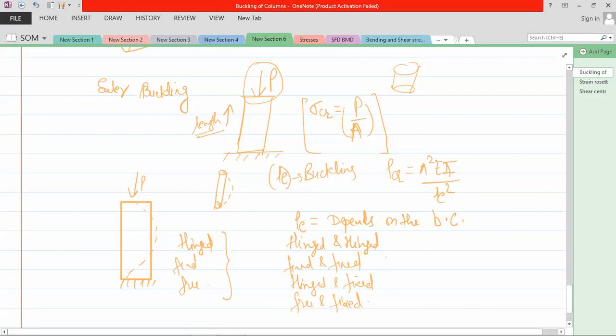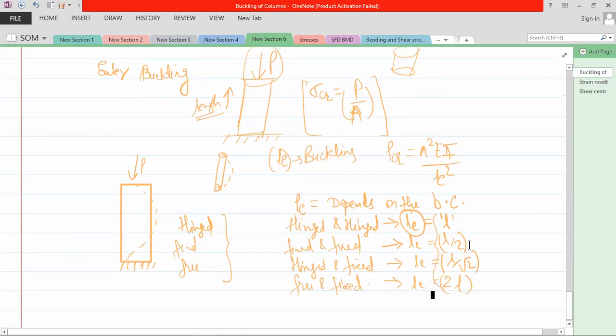These are the four conditions for buckling. For hinged and hinged, LE is equal to L, that is the length of the column. This is the equivalent length. I described this in an earlier lecture, so I'm just revising it. For fixed and fixed, LE is equal to L by 2. For hinged and fixed, LE is equal to L by root 2. And for free and fixed, LE is equal to 2L. So you need to remember these things.